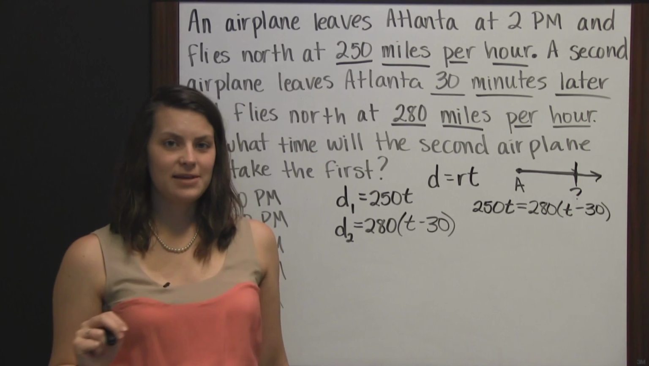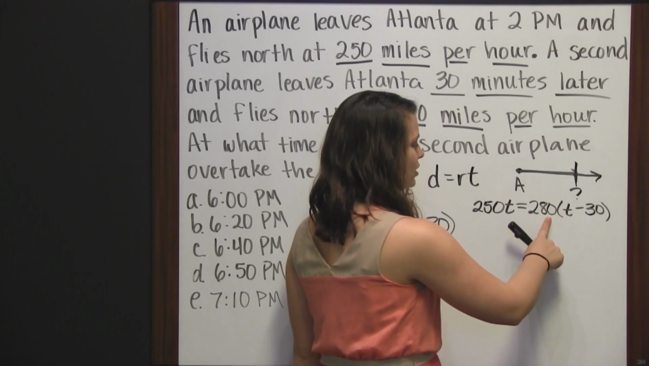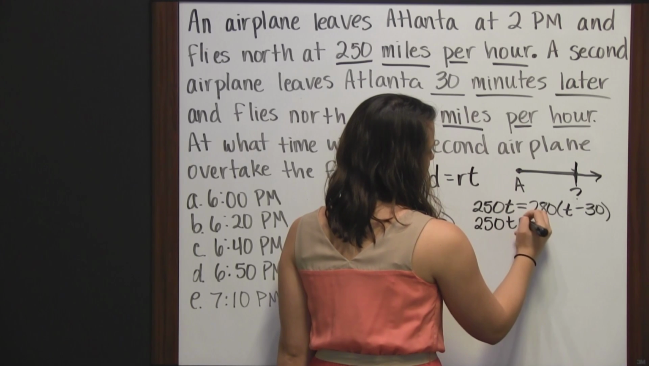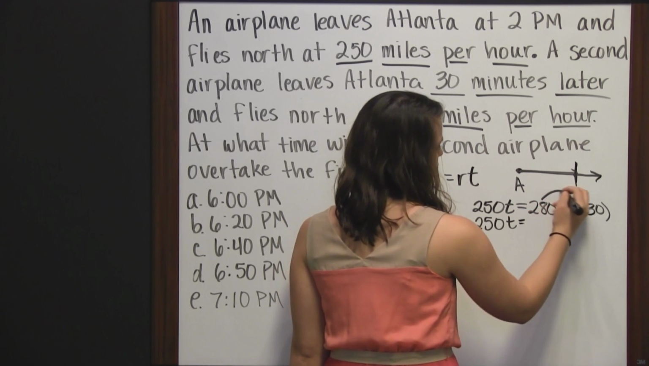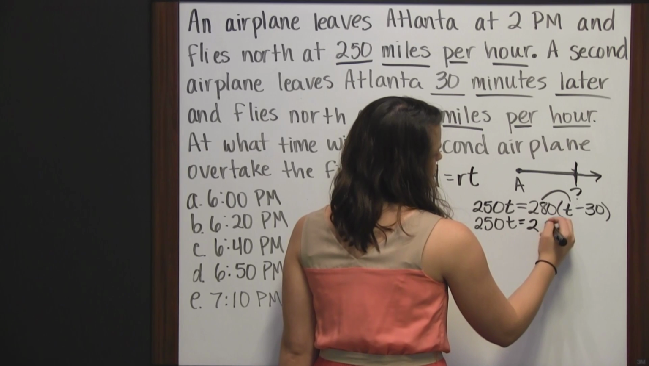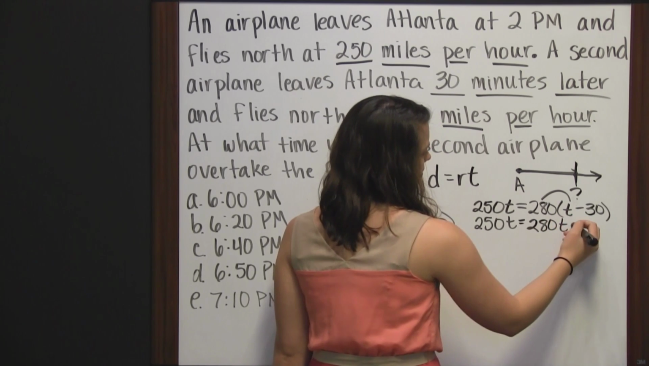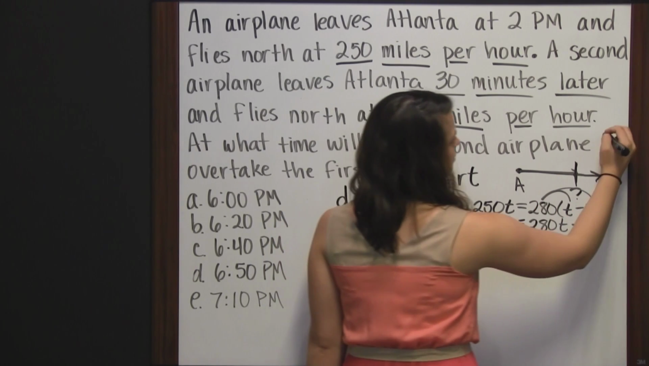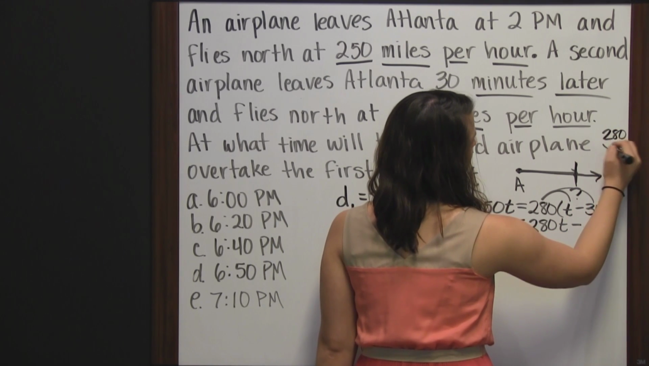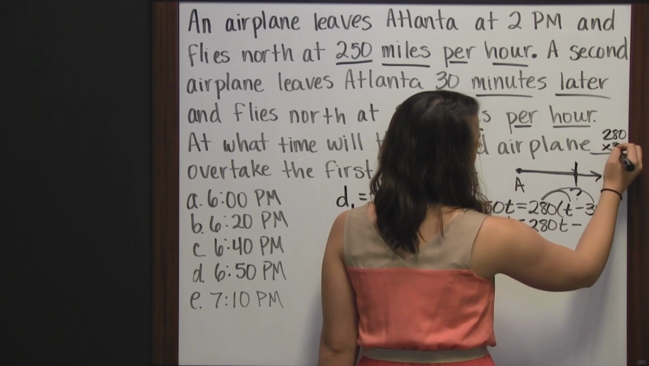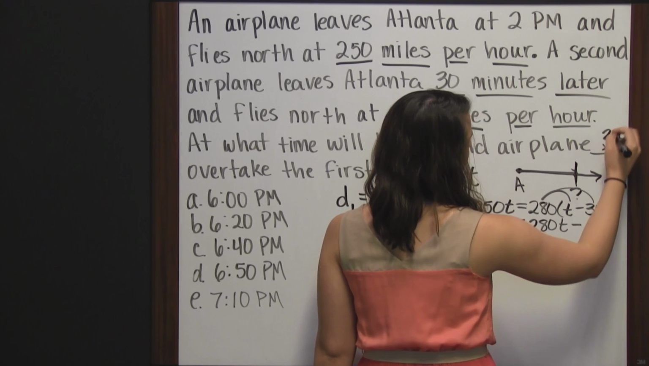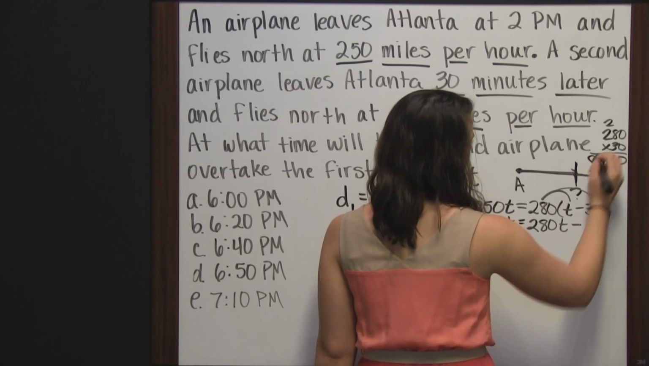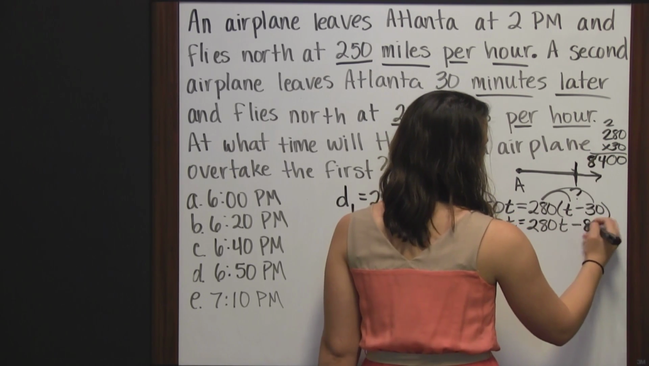And now we need to solve for t. So the first thing we want to do is distribute our 280. So I'm going to bring down this 250t equals 280 times t, 280t, minus 280 times 30. 280 times 30: 0 placeholder, 3 times 0 is 0, 3 times 8 is 24, 3 times 2 is 6, plus 2 is 8. That's 8,400.